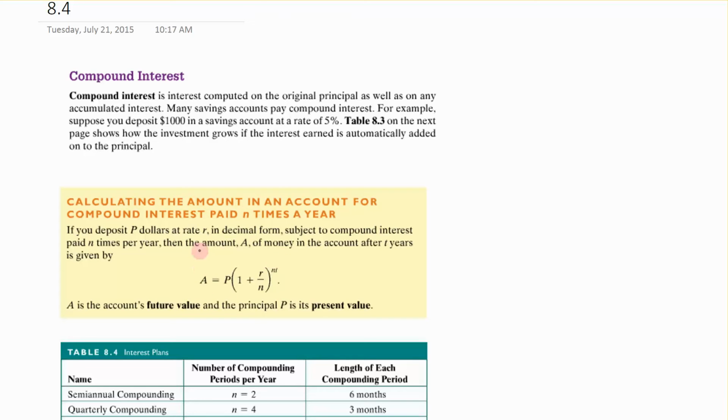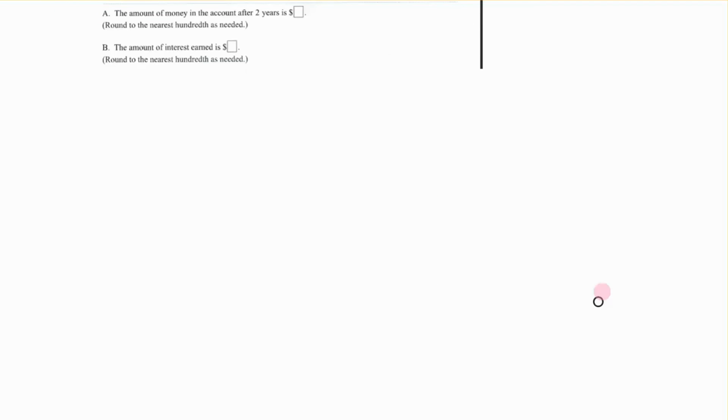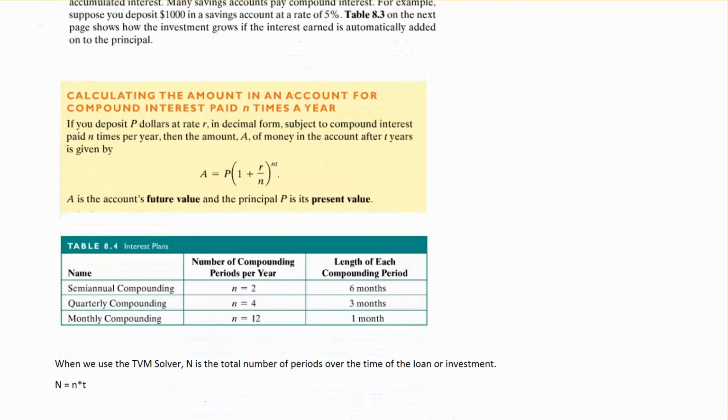It's quite different than the simple interest formula, and it is an exponential formula. It has an exponent here. We are going to, in this class, use our calculators to do this, so I will teach this with the calculator. I'm going to be using the TI-84, and you might be using an emulator on your smartphone as well.